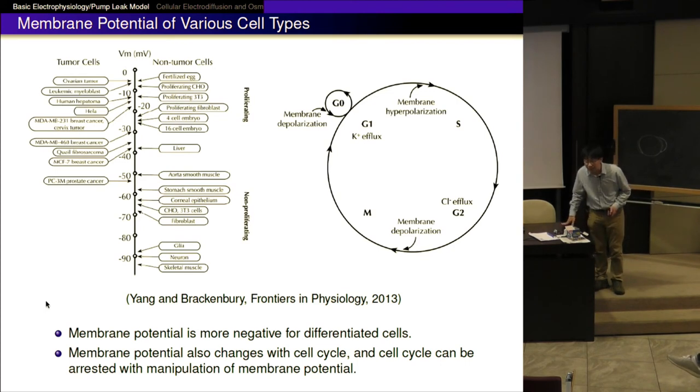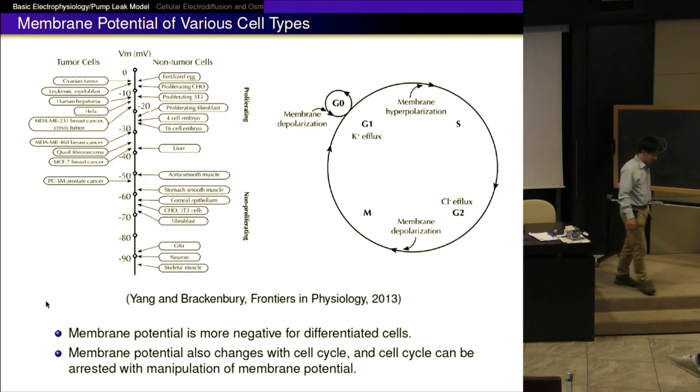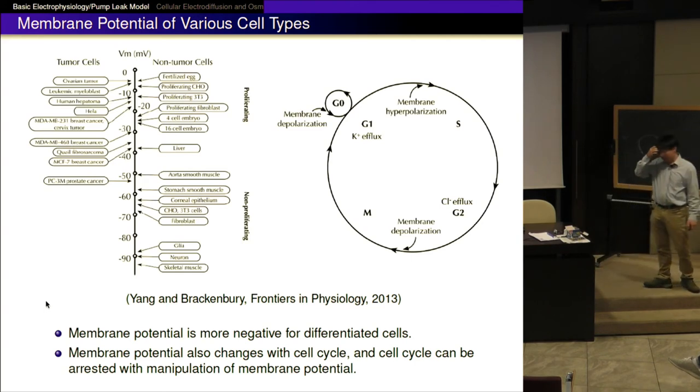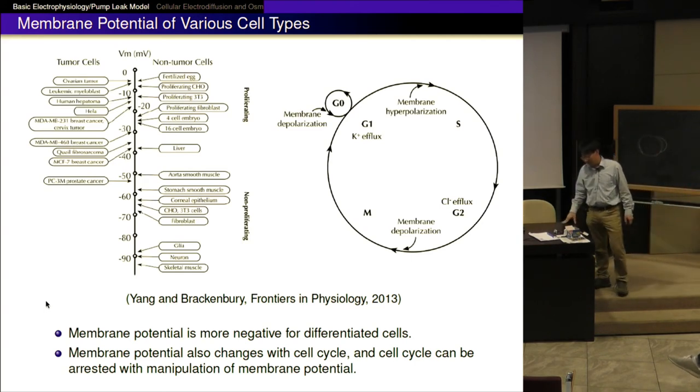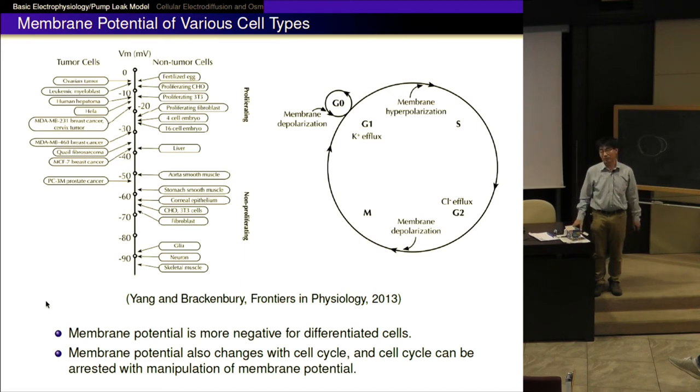What is a differentiated cell? That's a good question. I'm not expert enough to say anything about that, but usually differentiated cells don't really divide. They've lost their division potential, and they're in a quiescent state where they just are there, I would say.